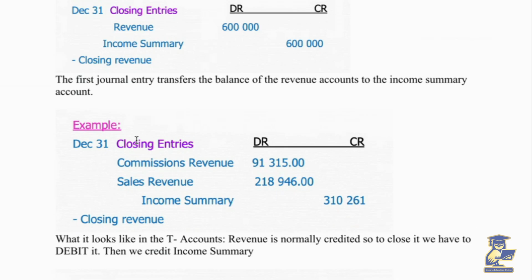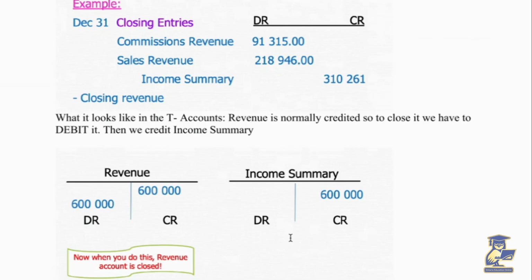Here's another example. Let's say you have more than one type of revenue. So in this example, we have commissions revenue and sales revenue. Well, we're going to debit both accounts, okay, for whatever their balances are. And then we're going to credit income summary. Okay, so same thing here. Doesn't matter if you have one revenue account or more than one. We do the same thing. We debit revenue and we credit our income summary.